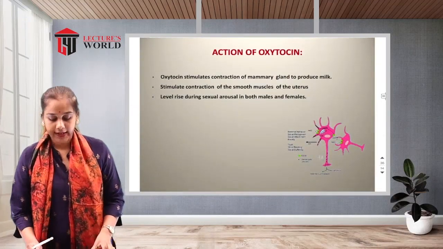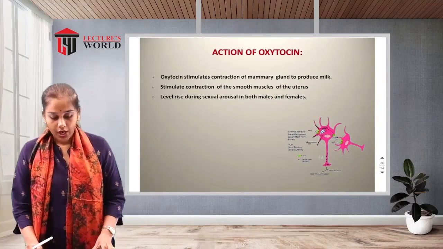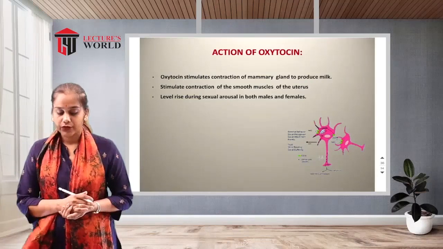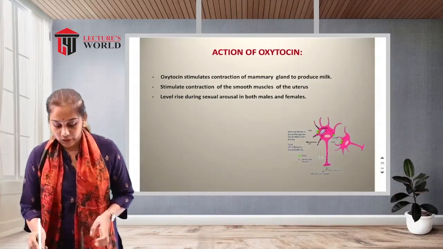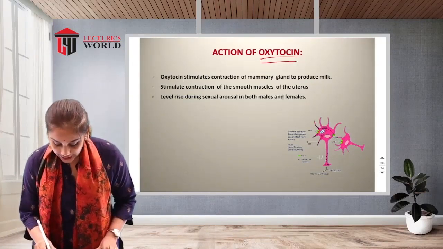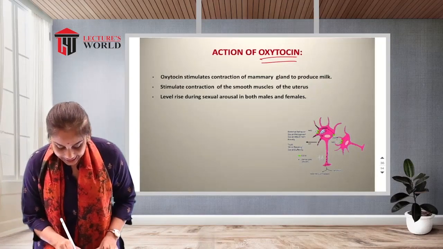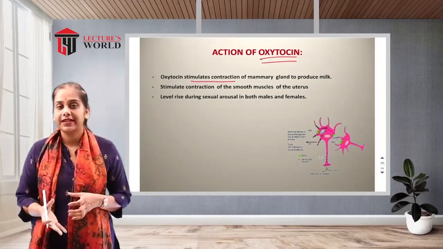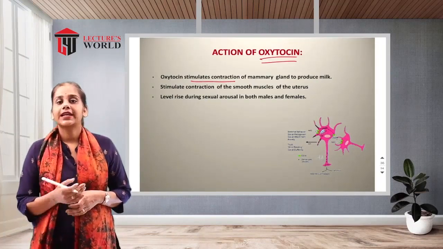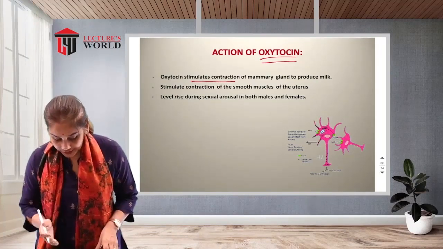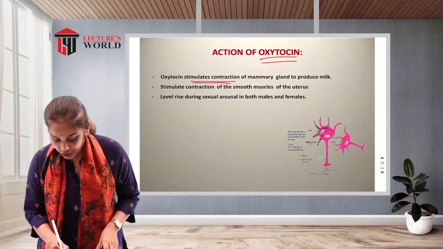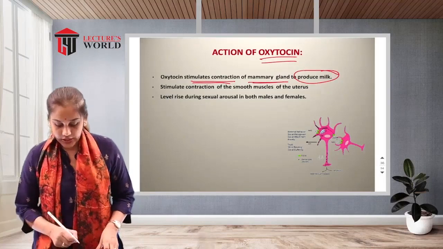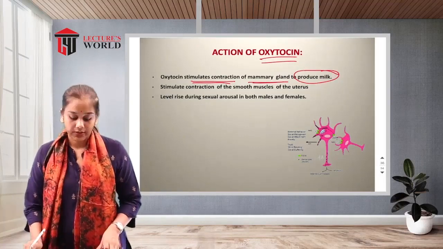Now let us see the action of oxytocin. Oxytocin stimulates the contraction of the mammary glands to produce milk. It is helpful for milk production in the breast, so it stimulates the contraction of the mammary glands. What are mammary glands? That is also known as the breast. So milk production is one of the functions of oxytocin.